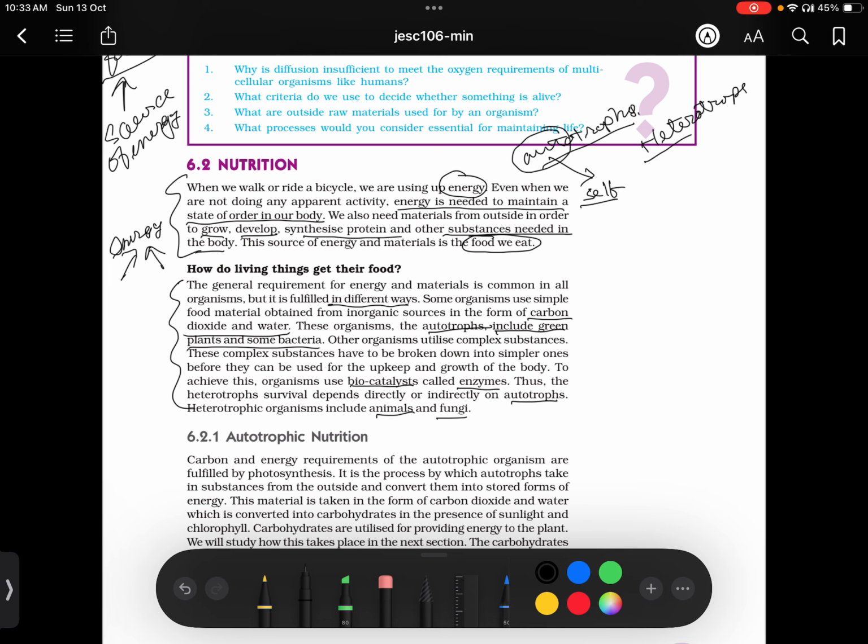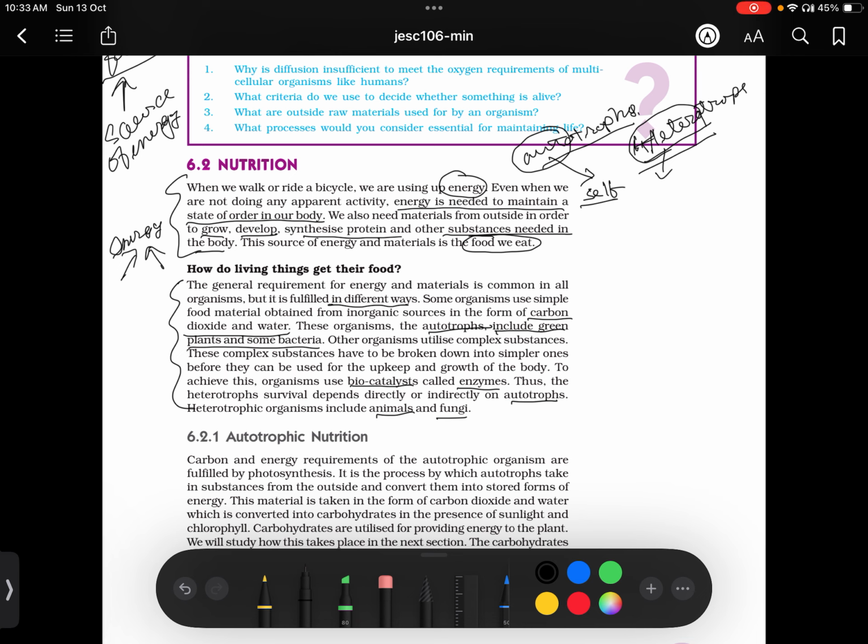But these heterotrophs, hetero means different. So these heterotrophs get energy, get food from different sources. They can be the autotrophs, the plants we eat. Okay, the other organisms like animals we eat, etc. can be considered heterotrophs.